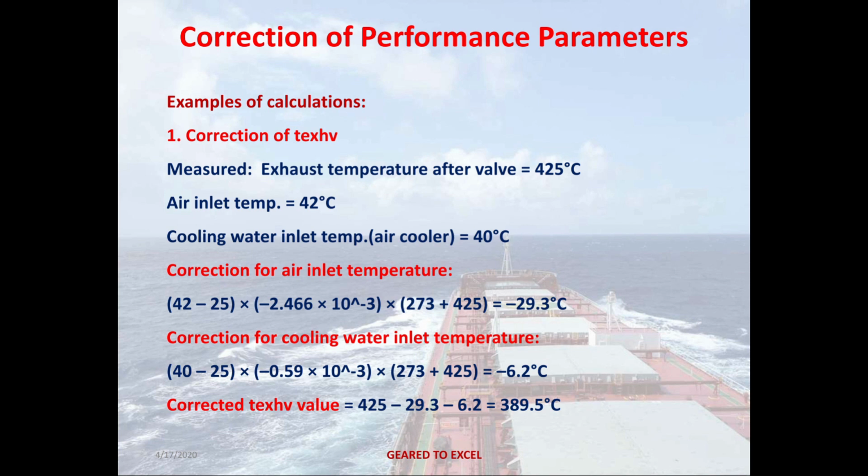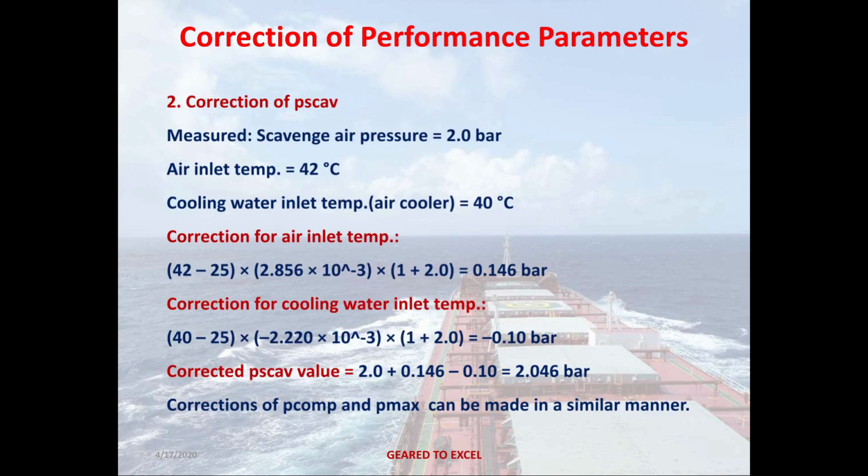Correction of P scavenge. In the same way, the measured scavenger pressure, let's say, is 2 bar, the air inlet temperature is 42 degrees Celsius, and the cooling water inlet temperature to the air cooler is 40 degrees Celsius. The correction is done the same way here. Correction for the air inlet temperature: this is the reference temperature and this is the temperature available, the measured temperature.